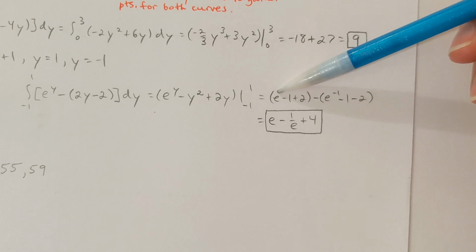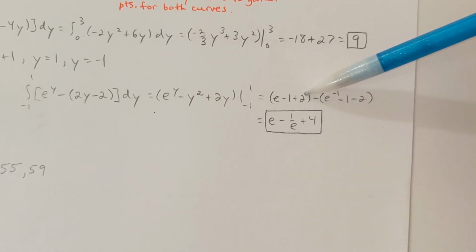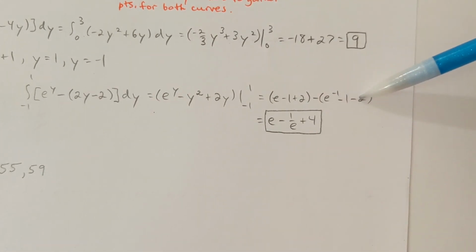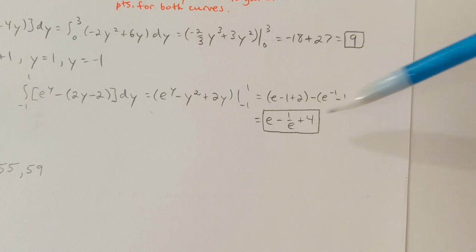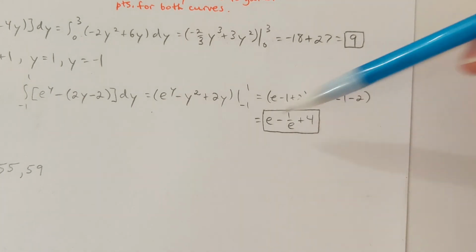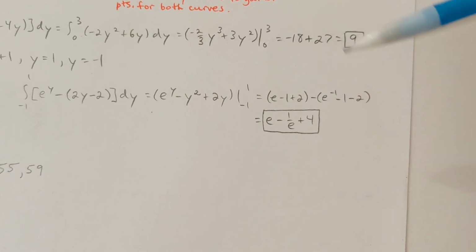So we have e minus 1 over e, and then negative 1 plus 2 is 1. Negative 1 minus 2 is negative 3. 1 minus negative 3 would be 4 at the end. And, okay, if you were to check, this would be a positive number. And unless you're told otherwise, again, make sure that the answers are in exact form.